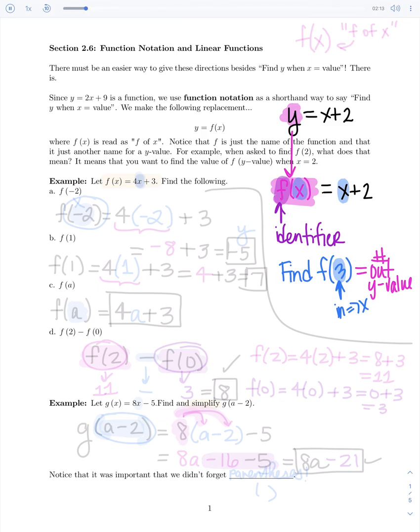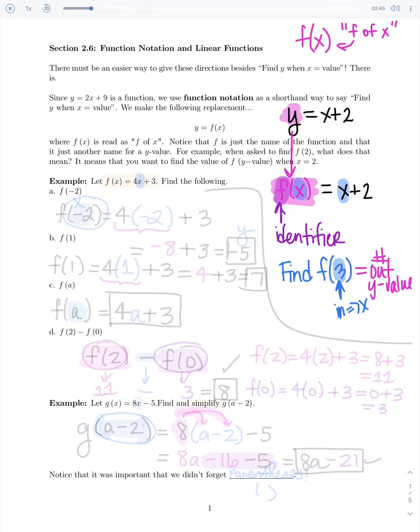So how do you read this new notation, the f with the parentheses around the x? If you were to read it like a sentence, it's f, and then the parentheses are read as "of," and then x. That's how you read function notation. So let's go ahead and try to use it.